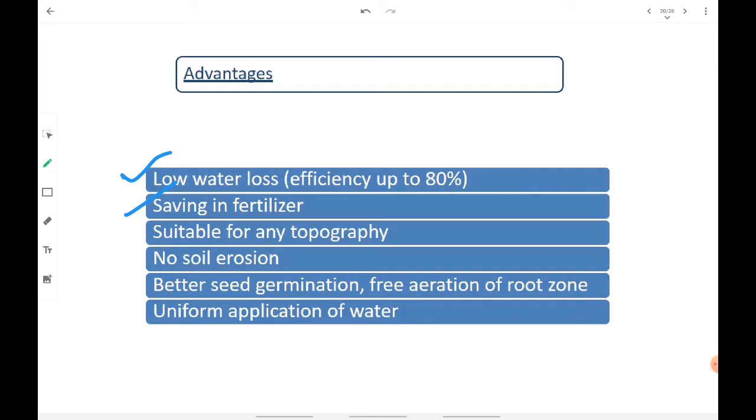Then better seed germination and free aeration of root zone. Because of this natural simulation of rainwater, the germination of seed is better. And free aeration of root zone takes place because the impacting water droplets cause aeration along the root zone. Then uniform application of water. Yes, if you properly design the sprinkler irrigation system, then you can have uniform application of water in your farmland.